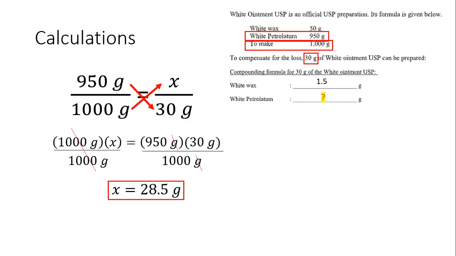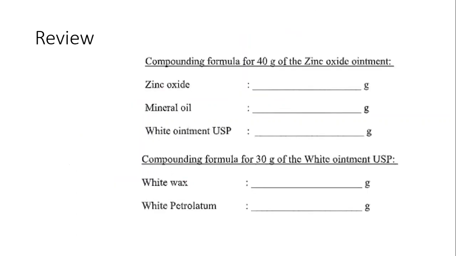Now finally, before we move forward to compounding the prescription, we want to make sure we have calculated everything we need and go over our answers one final time. So for 40 grams of zinc oxide ointment USP, we will need 8 grams of zinc oxide, 6 grams of mineral oil, 26 grams of white ointment USP, which we will be making from 1.5 grams of white wax and 28.5 grams of white petrolatum.